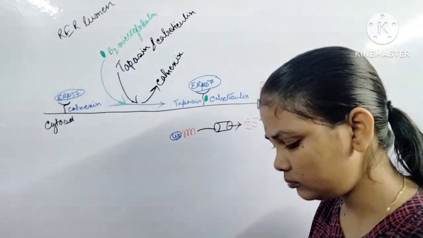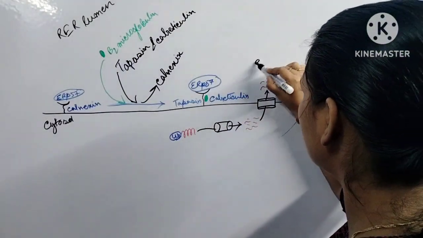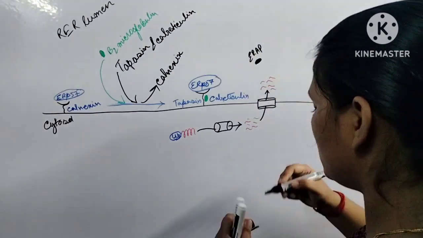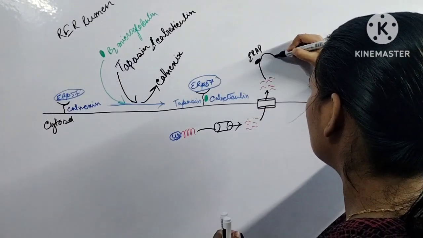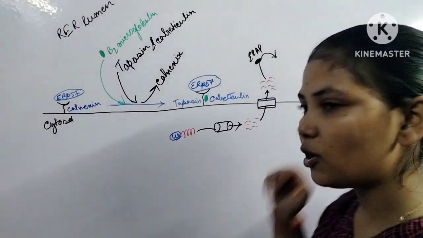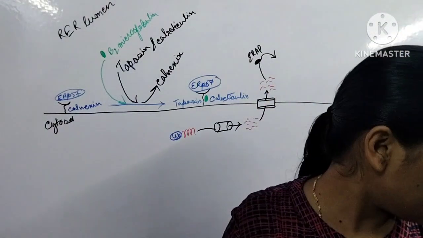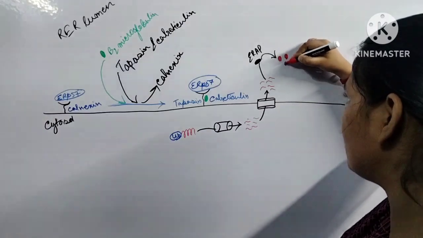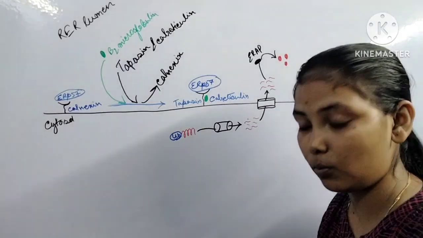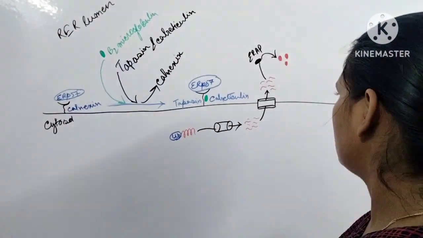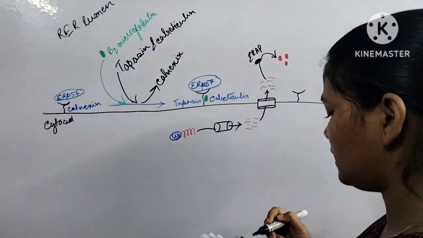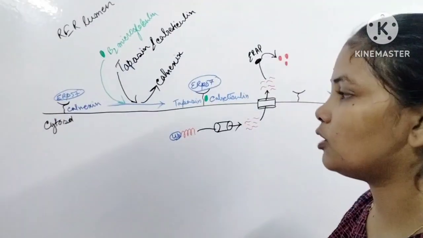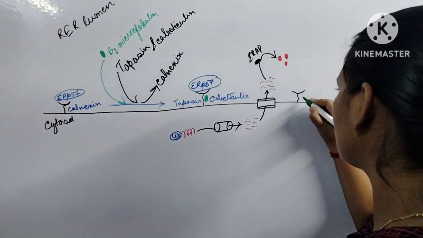Now there is another aminopeptidase which is known as ERAP, endoplasmic reticulum aminopeptidase. This ERAP provides proper shape to the antigenic fragments, the shape that is required for binding with the MHC I molecule. Now the MHC I molecule will take up an antigen and all the protein molecules and associated chaperone molecules will be dissociated from the MHC I molecule.